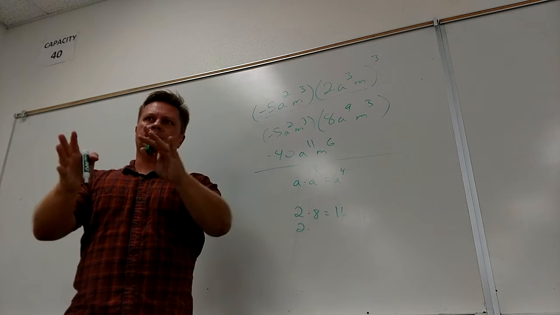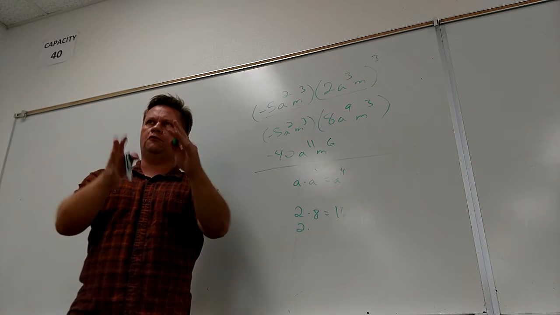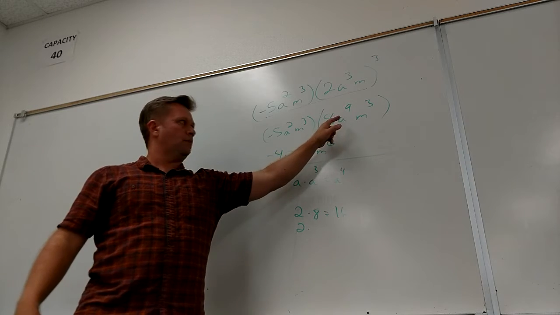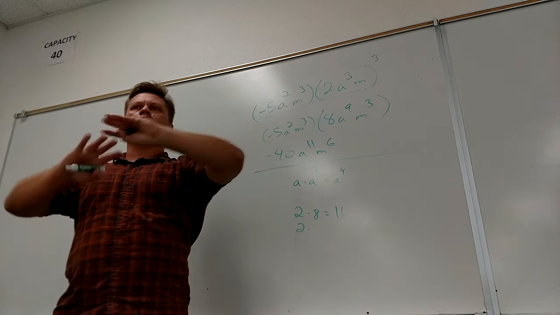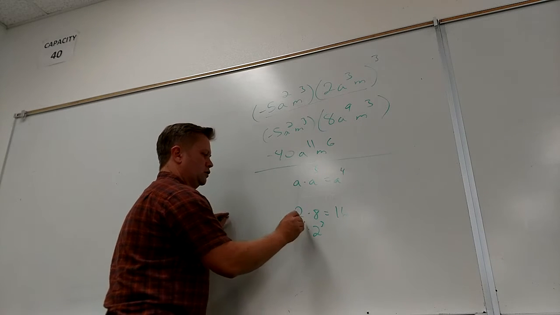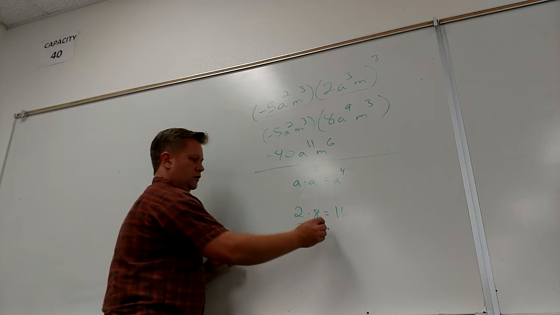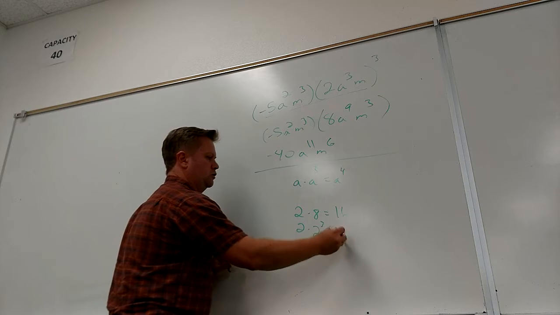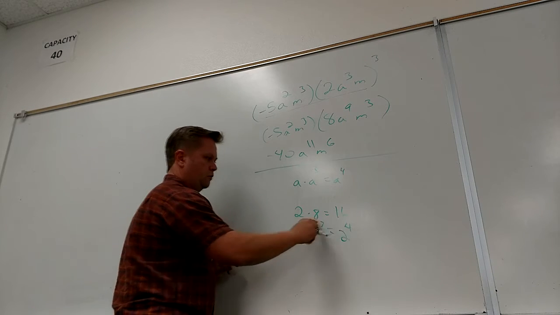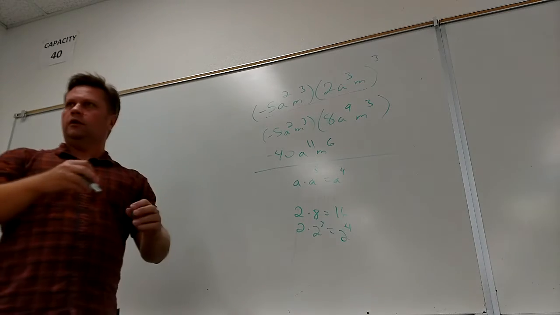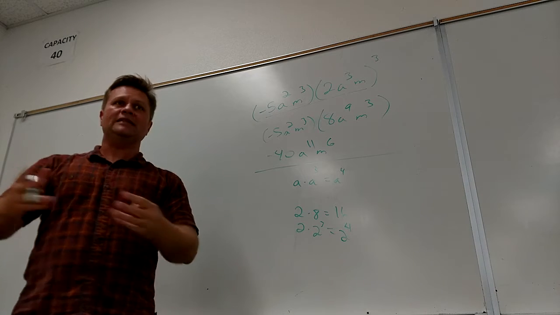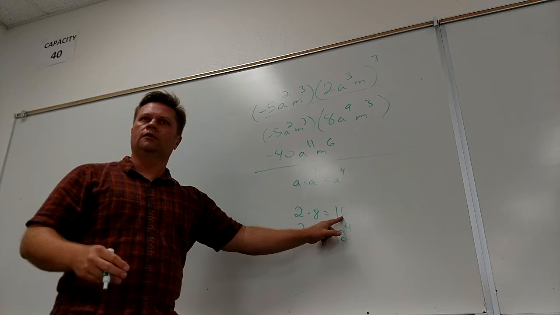If I write a number in the same format that we write a variable expression, meaning a base to a power, then all the properties are the same again. So if I write this as 2 cubed, then 2 times 2 cubed is 2 to the what? 4th. 1 plus 3 is 4. And what is 2 to the 4th? 2 times 2 times 2 times 2. It's 16. It's the same answer.